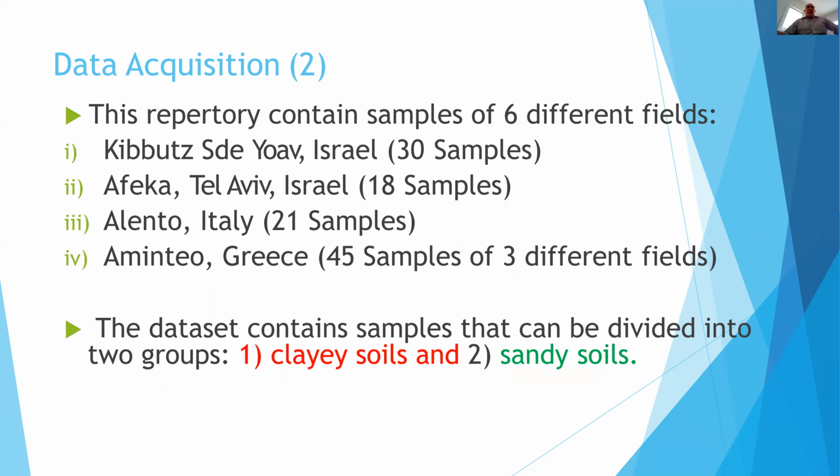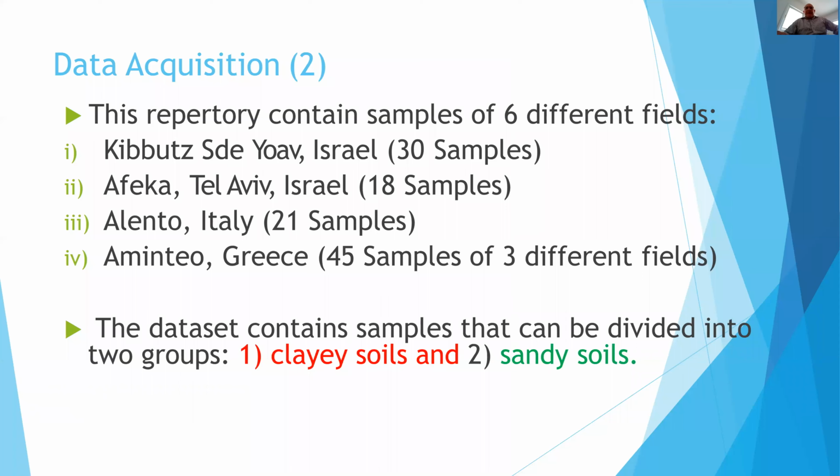So data acquisition was done as follows. We had 30 samples from Kibbutz Sde Yoav in Israel, 18 samples from Afeka, 25 samples from Alento, Italy, and 45 samples from different fields in Greece. We separated these soil samples into two groups. One is clay soil and the other is sandy soil, because the texture of the soil very significantly controls the penetration rate of water.